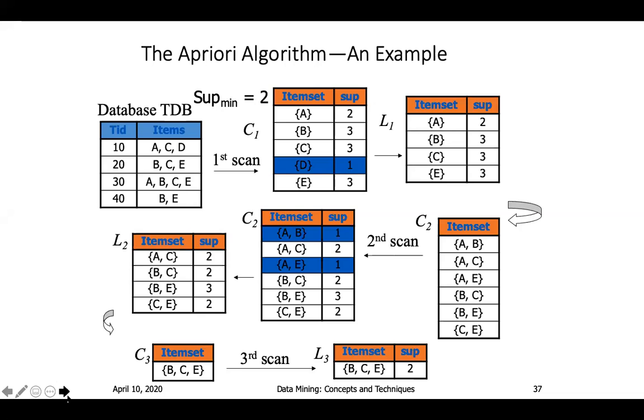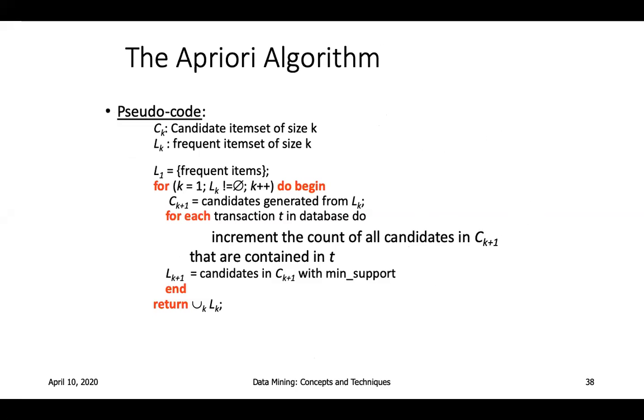Okay. Now you can just see the steps. What is the first step? You have the CK, those are the candidate item sets of size K. LK, those are the frequent item sets of size K. L1 is what? Frequent items. K is what? The number of iterations that we are going to apply. So now what is happening? L1, frequent item sets. That is what we are finding first.